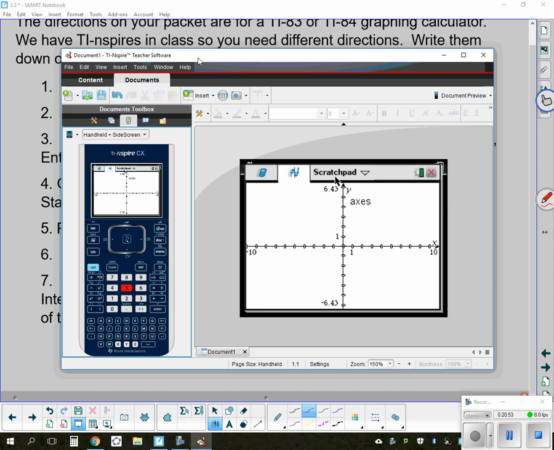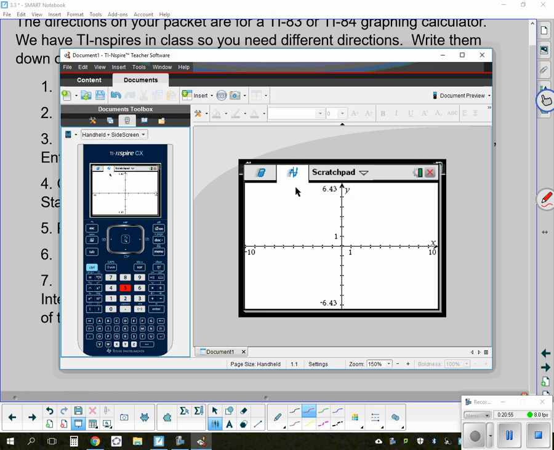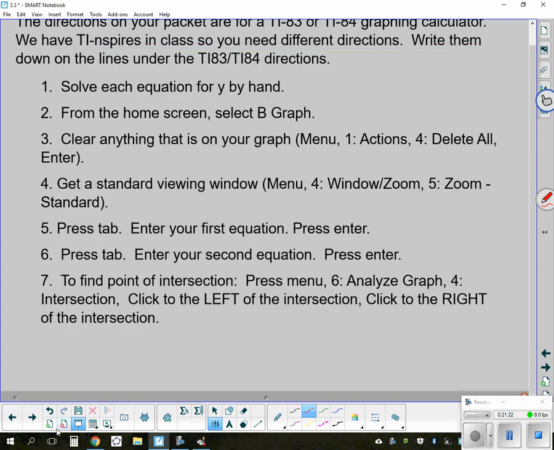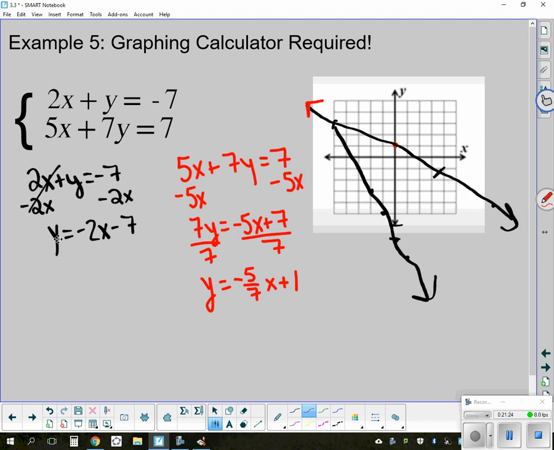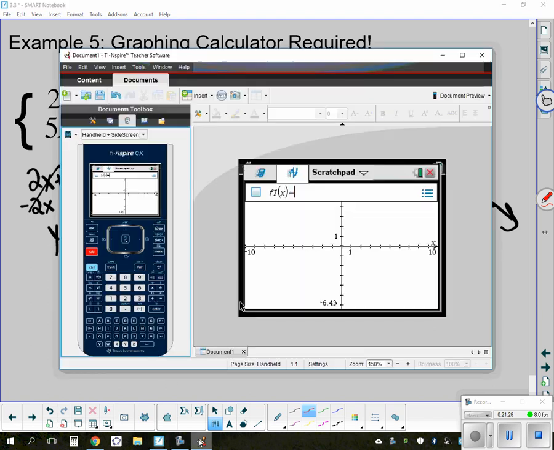All right, so now we are ready to type in our equations. So to get the box up to type those equations in, you're going to press Tab right here. This says f1 of x. We haven't done a whole lot of talking about this yet, but that's just function notation. And f of x, f parenthesis x, means the exact same thing as y. So this essentially already says y equals. You just need to type in the rest of your first equation. So for us, it was -2x minus 7.